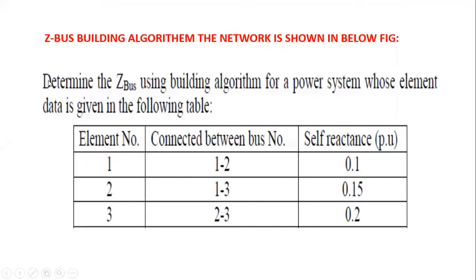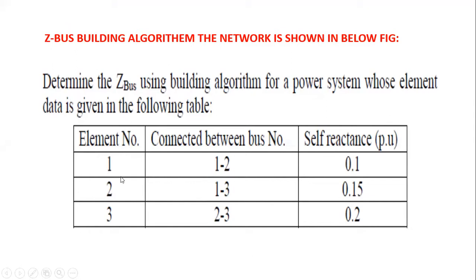This is the first problem: determine the Z-bus using the building algorithm for a power system whose element data is given in the following table. This data will be given in the question paper. It is a previous year question paper question, from the third unit, the formation of the Z-bus building algorithm. It carries 14 marks in the external paper.